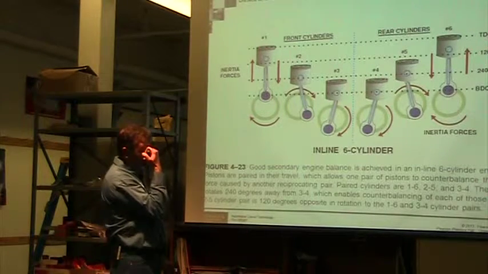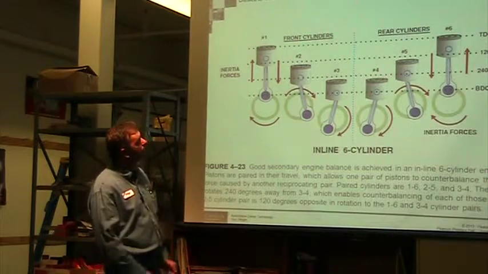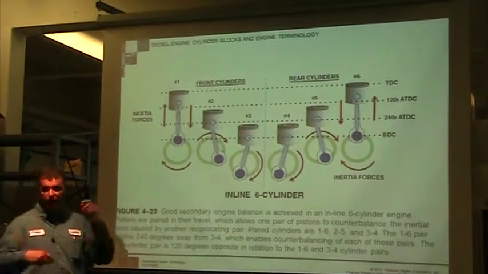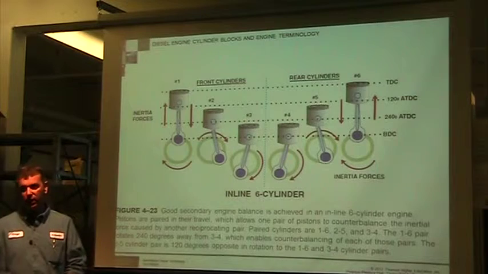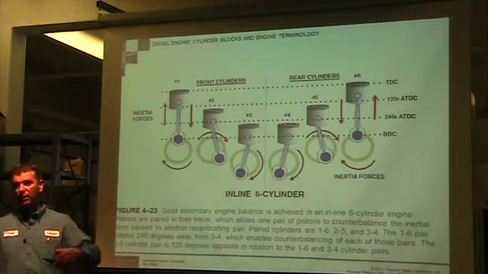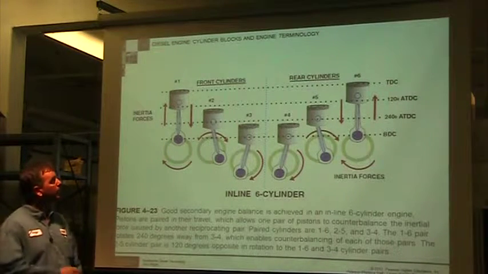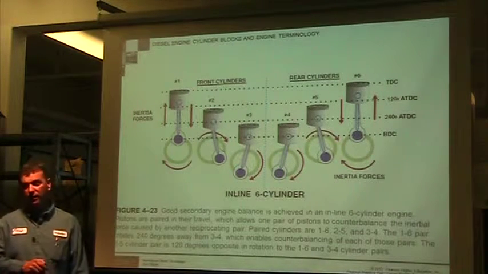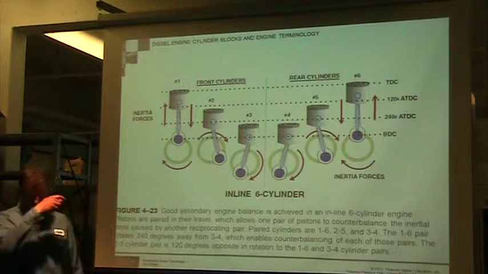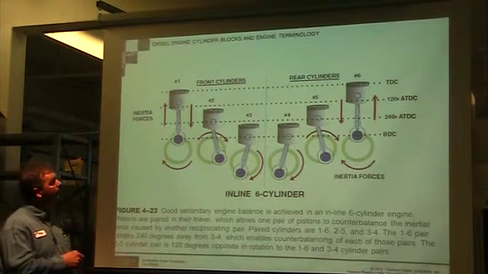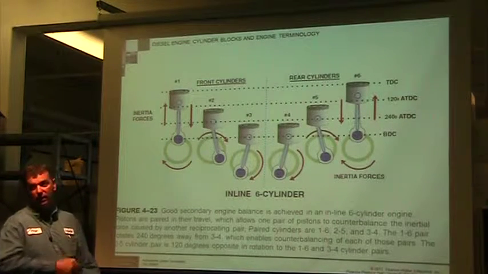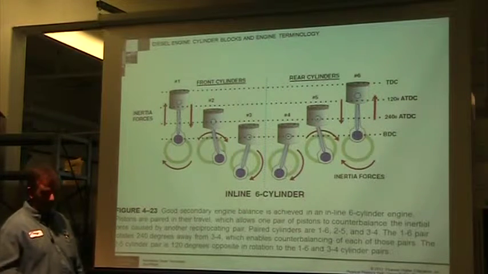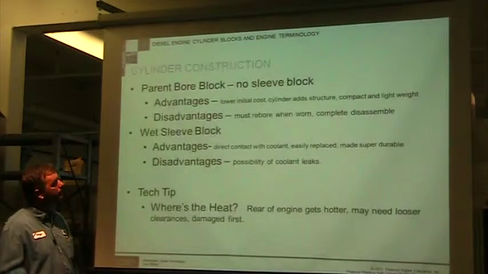So you can see here we have pistons that are traveling up and down. The closer together each piston is to firing, the smoother it's going to be. So you can see as we get to a 6-cylinder or an 8-cylinder, we can start bringing the time between firing, combustion events, closer together, and it's going to be smoother. So that becomes a good secondary balancing system.